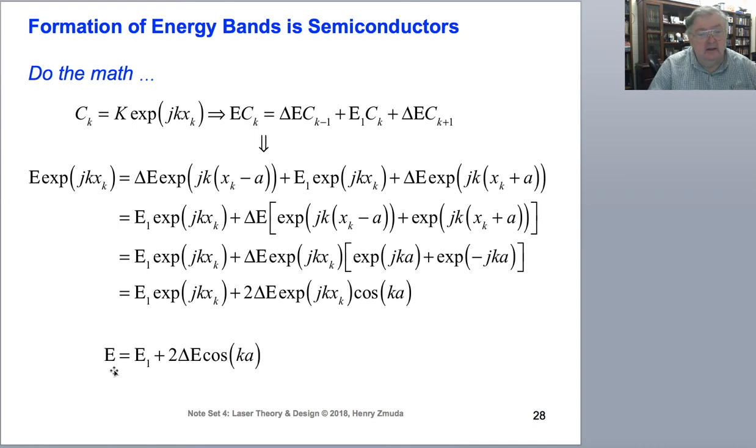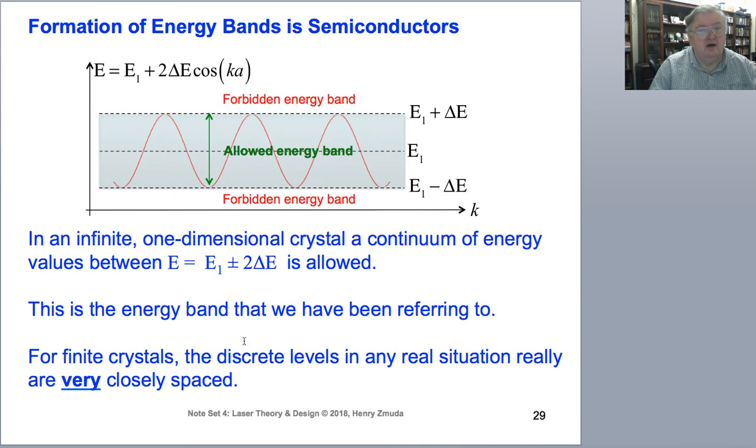I get that E is equal to E1 plus 2 delta E cosine Ka. Draw a picture of that for yourself. What's happened is that a linear chain of atoms with nearest neighbor coupling gave me, for the energy, not discrete values. It's not a discrete value anymore. It's a band, characterized by a central energy of E1 and a variation around it of 2 delta E cosine Ka. So here is an allowed band of energy.